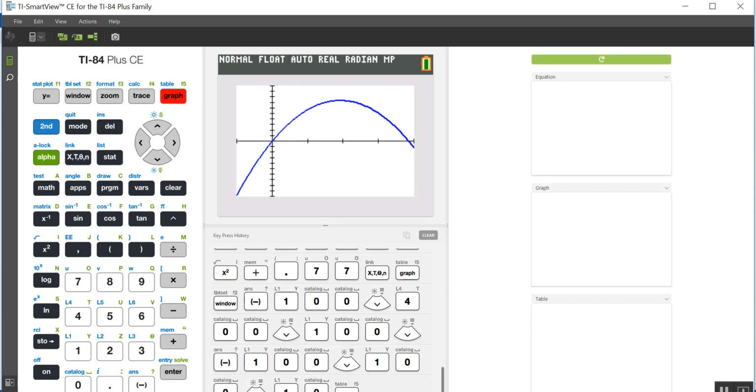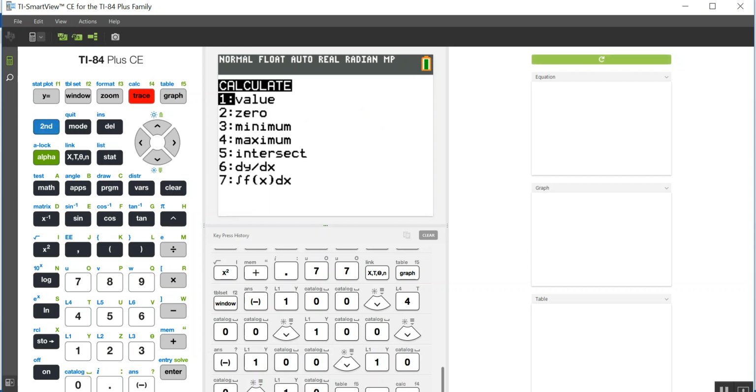So what I really want to know is, I don't care about 0, 0, because I know before the ball is hit, it hasn't traveled any distance and it's on the ground, or close to it. But after the ball is hit, I want to know, what is the x-coordinate right here? What is the distance right there? So I can do what I did earlier and go to second trace. I can use my calc, and I'm going to be looking for my calculate menu.